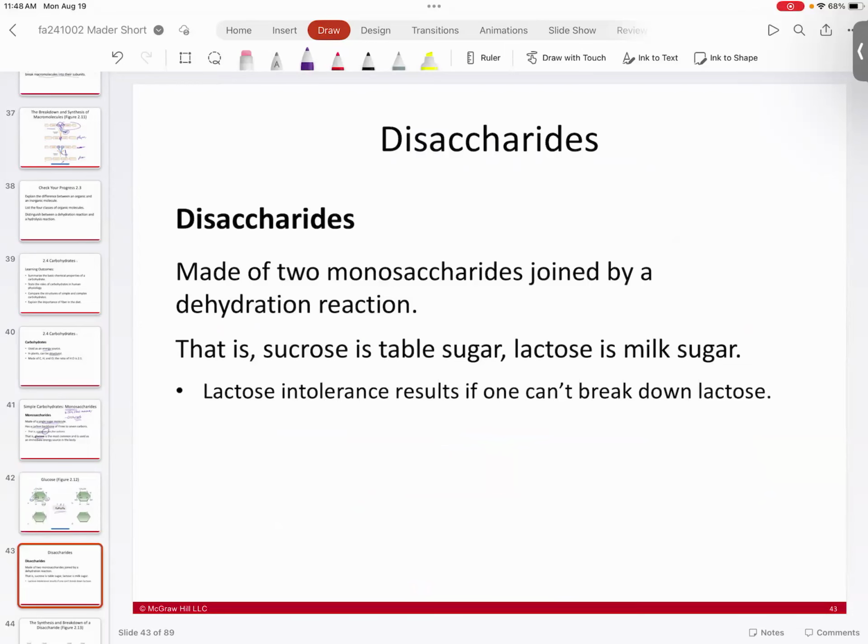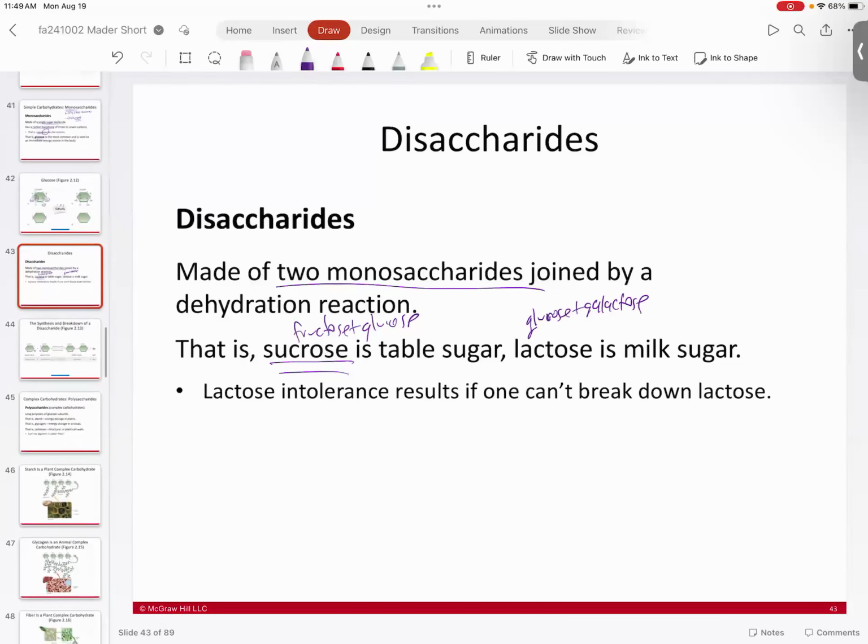This is basically a combination of 2 saccharides. Sucrose, for instance, table sugar, is a combination of fructose plus glucose. Lactose is a combination of glucose plus galactose. Ultimately, these are the different disaccharides we have.